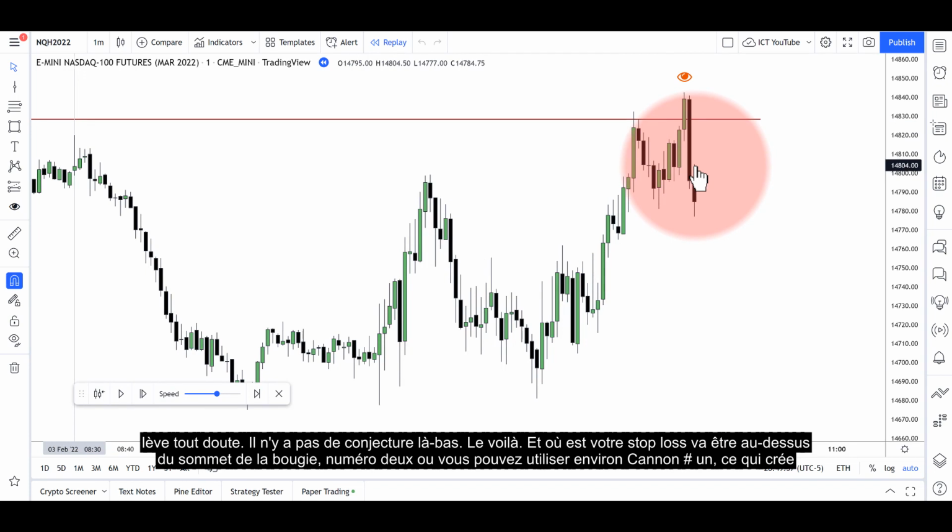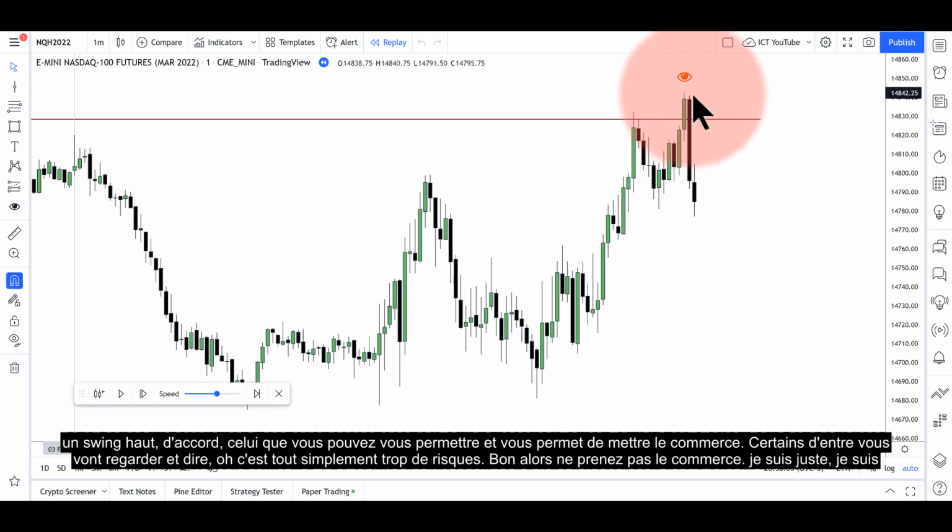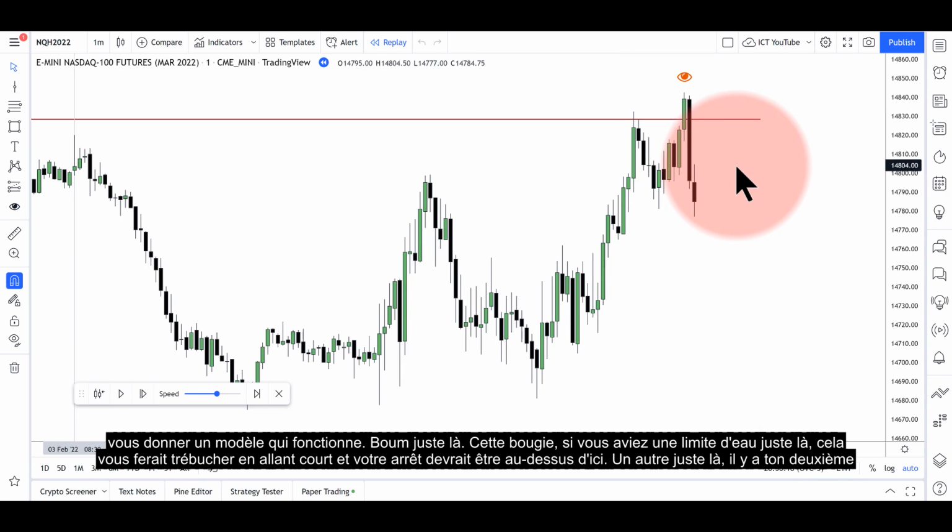And where's your stop loss going to be? Above the high of candle number 2. Or you can use above candle number 1, which creates a swing high. Okay, whichever one you can afford and allows you to put the trade on. Some of you are going to look at this and say, oh, this is too much risk. Okay, then don't take the trade. I'm giving you a model that works.